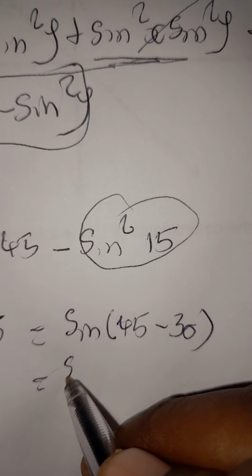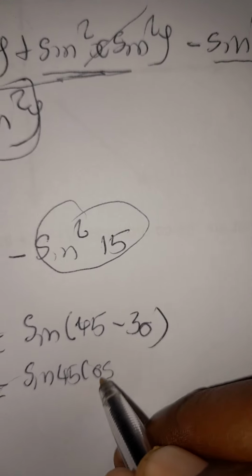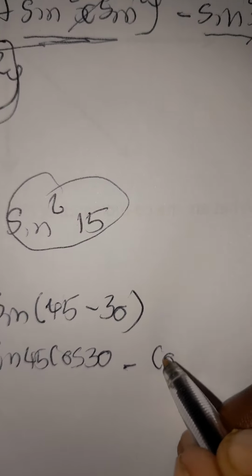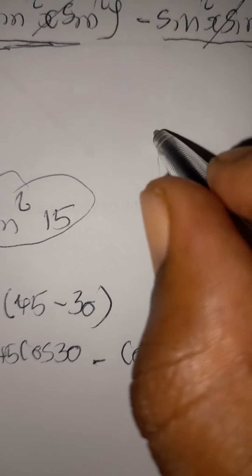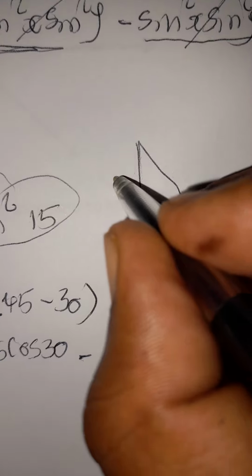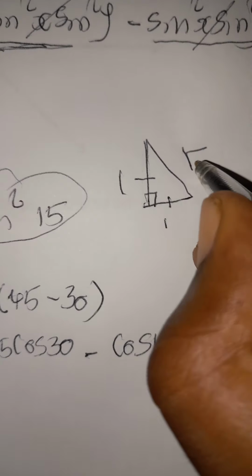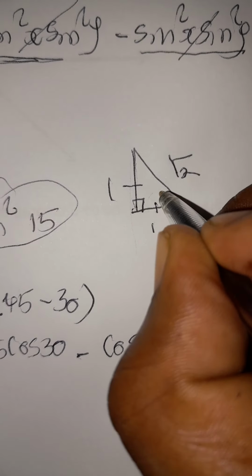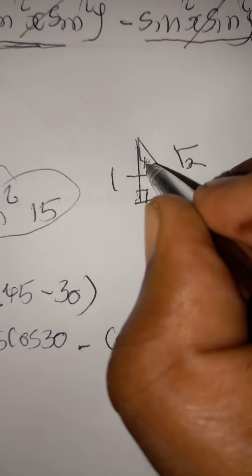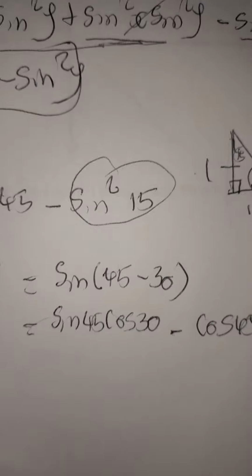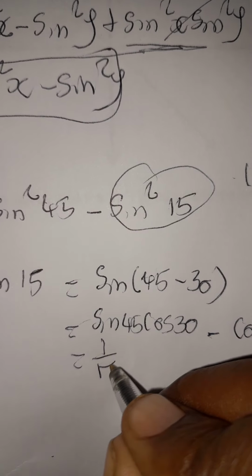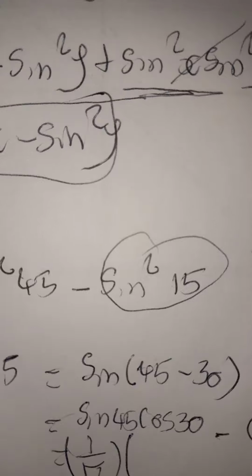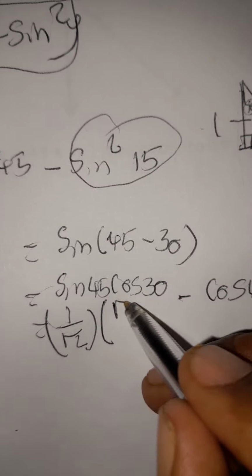So remember the compound angle of sine: this will be sine 45 cos 30, the sign won't change, minus cos 45 sine 30. Sine 45 using the right triangle is the same as 1 and 1, and here we are going to have root 2. If here it's 45 degrees, and here as well, for sine it's opposite over hypotenuse, so we are going to have 1 over root 2. For cos 30, it's still a special angle, we are going to have root 3 all over 2.